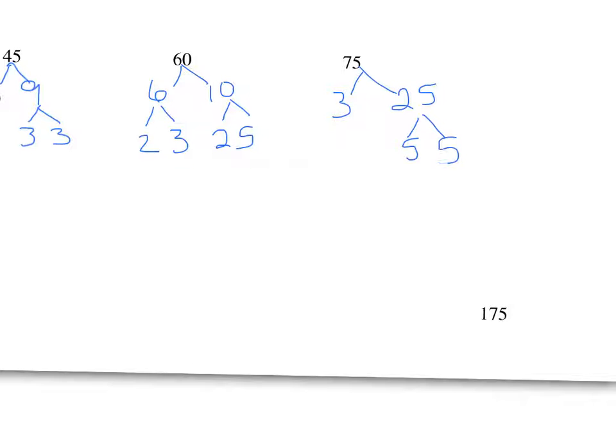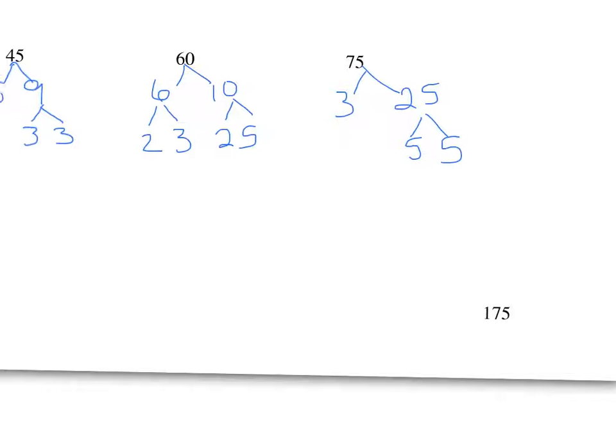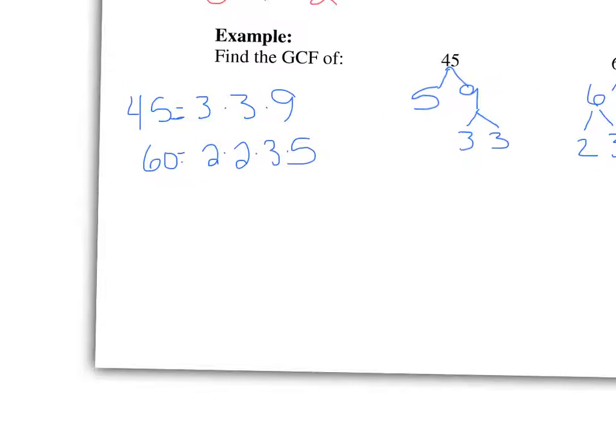25 breaks down to be 5 times 5. So there's our prime numbers right there. 3 times 5 times 5. So we'll write it over here. 75 is 3 times 5 times 5.